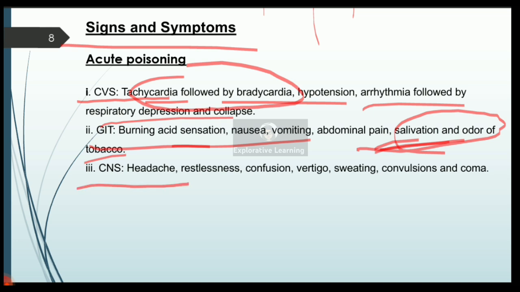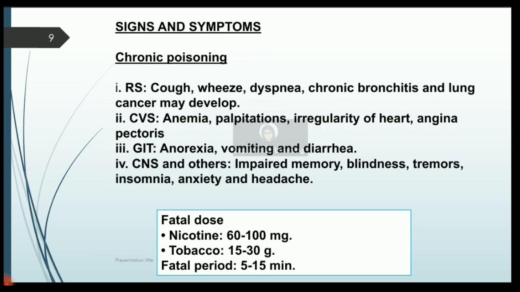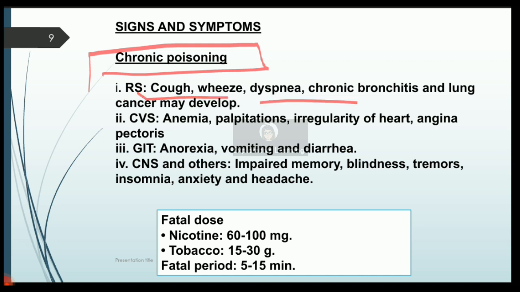Then in the central nervous system, restlessness along with confusion, then vertigo, sweating, and confusion along with coma would be observed in the patient. Now some of the chronic poisoning symptoms include, first of all, in the respiratory system, whooping cough and dyspnea, chronic bronchitis would be observed. In the worst case, it can also lead to lung cancer.